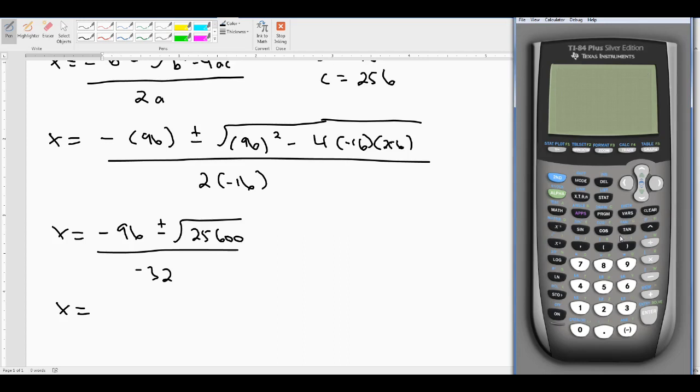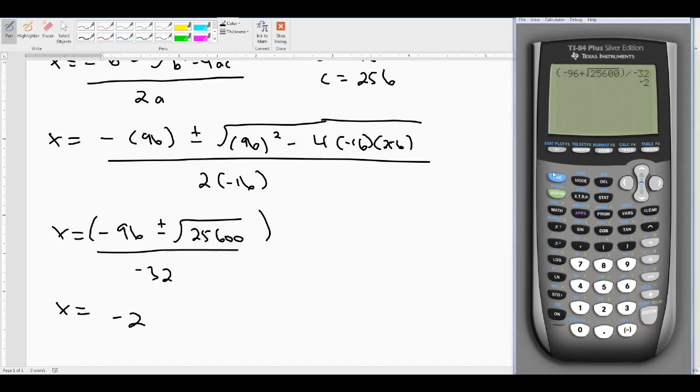Now when I type this in on my graphing calculator, I'm actually going to do it all at once. I could type all that in once, so just go ahead and type in the whole thing. I'm going to put the numerator in parentheses. Negative 96, do the plus part first, square root of 25,600. Notice I had to hit the arrow key to bring the flasher outside the square root. Divided by negative 32. We get negative 2.